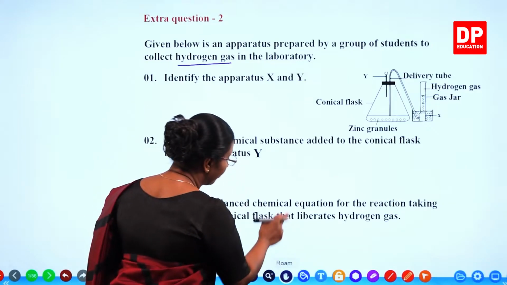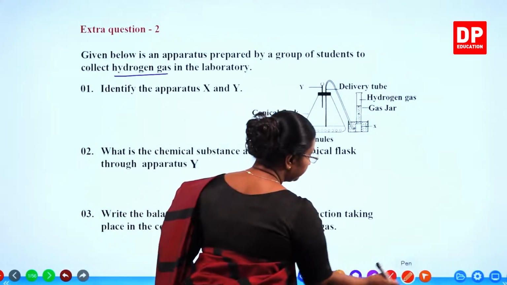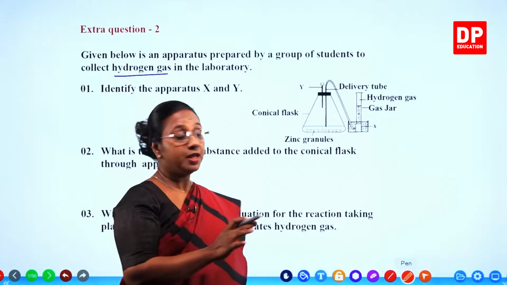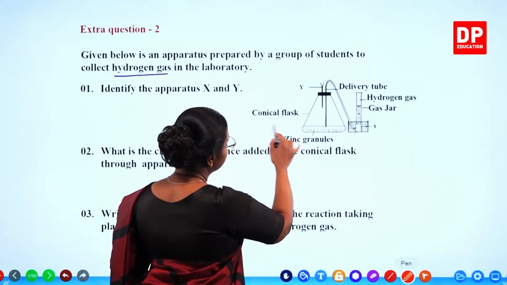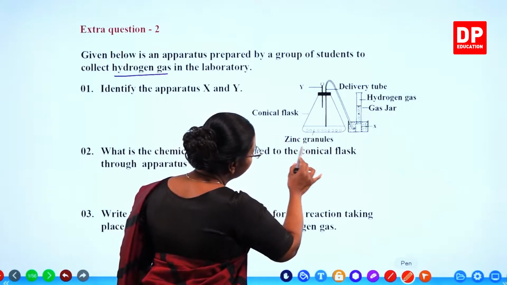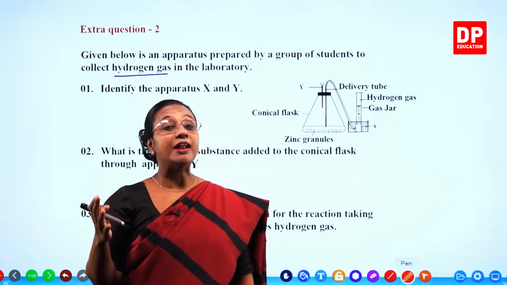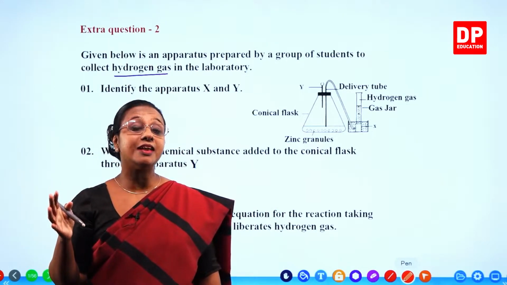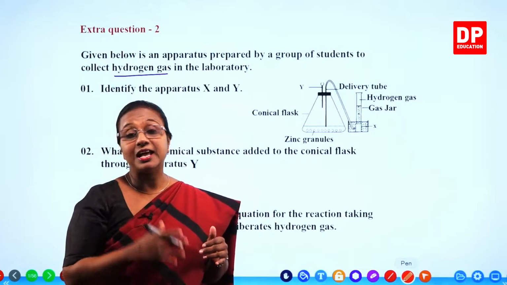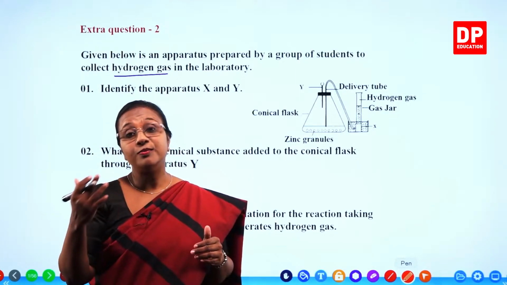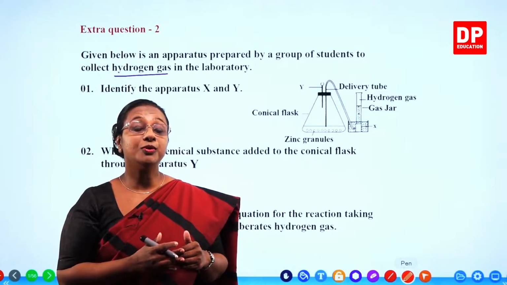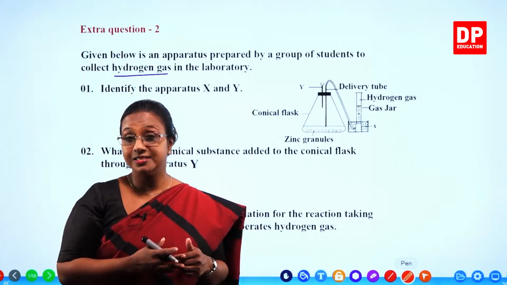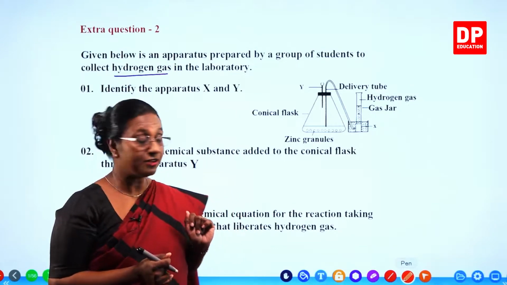First we will look at the apparatus. Now can you all see here students? You are familiar with this diagram. You can see the conical flask that is labeled. Inside that you can see the zinc granules. You can remember, when we collect hydrogen gas, usually it is the reaction between a metal like zinc or magnesium with either dilute hydrochloric acid or dilute sulfuric acid. Then hydrogen gas is liberated. That is the reaction we use.